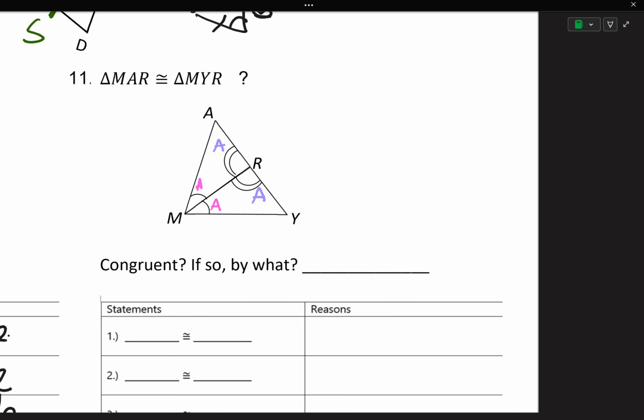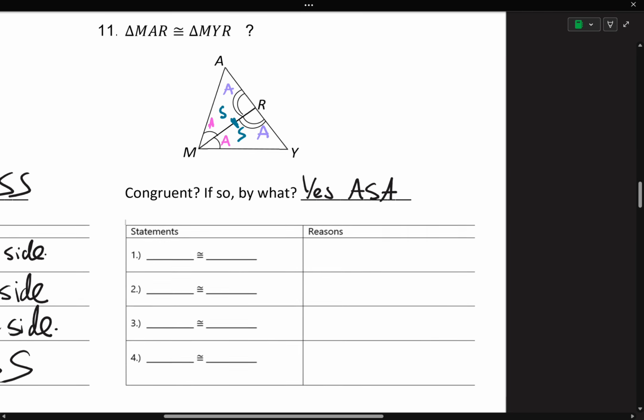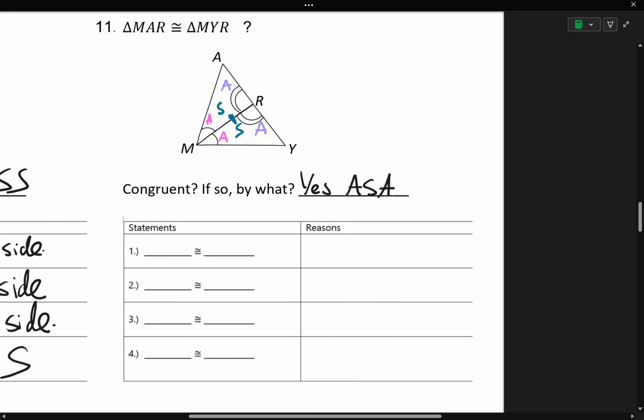However, I see something that I can mark that each triangle also has. Each triangle here shares the middle side. So, are these triangles congruent to each other now? Yes, they are congruent to each other by angle side angle. Let's prove it. Let's start with the single angle.